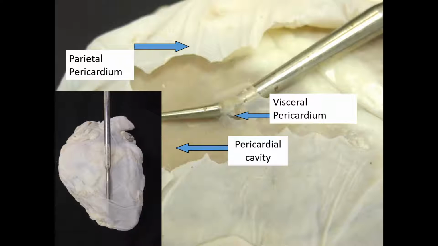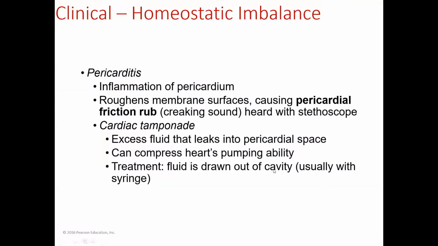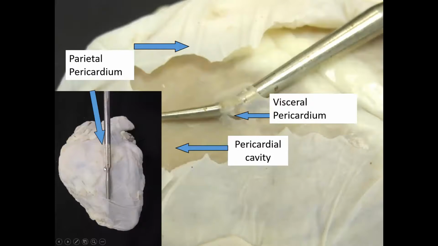Because if the pericardium fills up with fluid or blood, it can actually squeeze against the heart and cause the heart to stop. So it's entirely possible for that to happen. Oops, let me go back. I got carried away with myself there. Okay. And again, there's the parietal pericardium on the heart itself right there. It's the outer layer of the serous membrane.